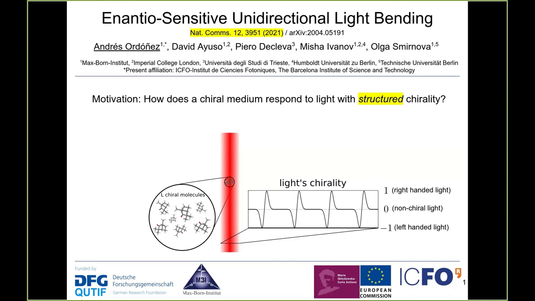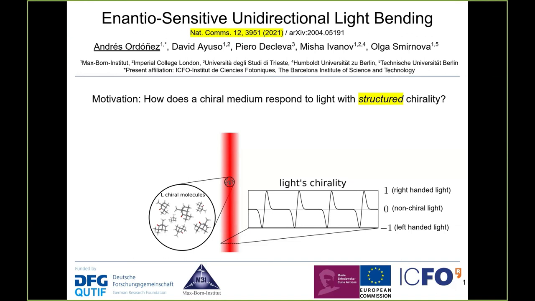Hello, everyone. As you just heard, the title of this work is Enantiosensitive Unidirectional Light Bending. This work was very recently published in Nature Communications, and the co-authors are David Ayuso, who gave a talk in the previous session, Piero De Cleva, Misha Ivanov, and Olga Smirnova.